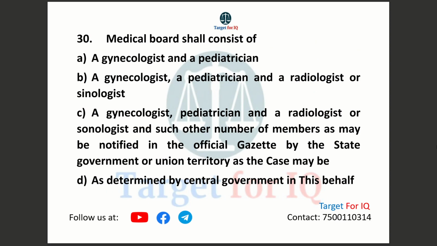Question number 30. Medical board consists of option A, gynecologist and a pediatrician. Option B, a gynecologist, a pediatrician, and a radiologist or sonologist. Option C, a gynecologist, pediatrician, and a radiologist or sonologist, and such other number of members as may be notified in the official gazette by the state government or union territory as the case may be. Option D, as determined by central government in this behalf. So the correct answer to question number 30 is option C.